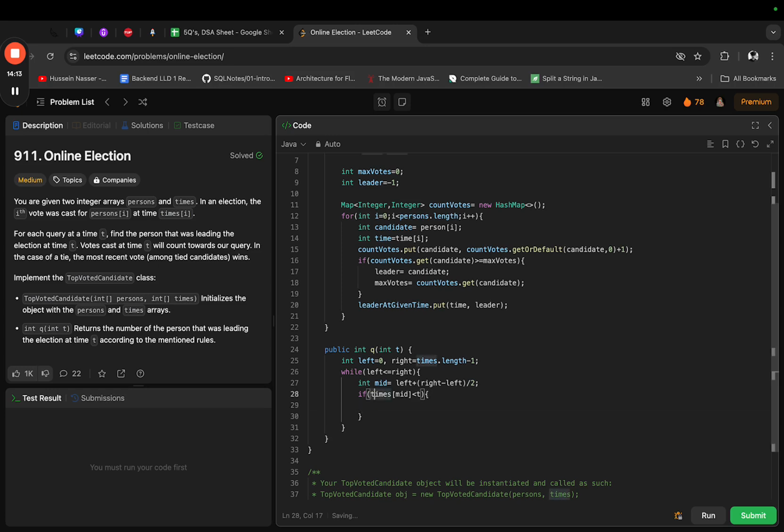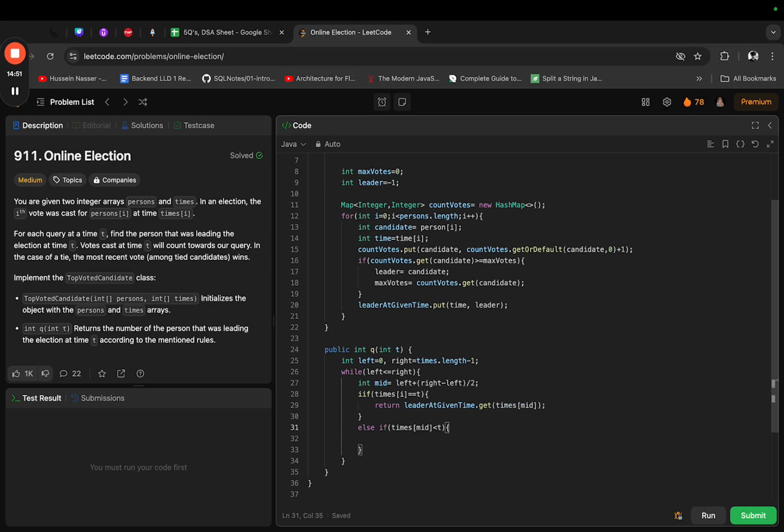So before that we need to check if it is present, right? If times of mid equal to t, then we have to return who is the leader at that particular time. So return leader at given time dot get, candidate, sorry, get times of mid. So that is what I did.